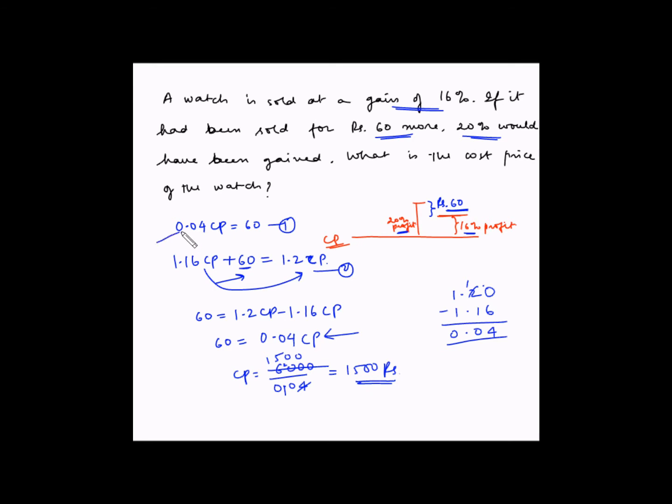So if we directly arrive at this equation, we can quickly calculate that the cost price is 1500. But if we formulate this equation, of course there are some steps that we have to follow. We'll of course eventually get to the same answer, but it may take a little bit more time.